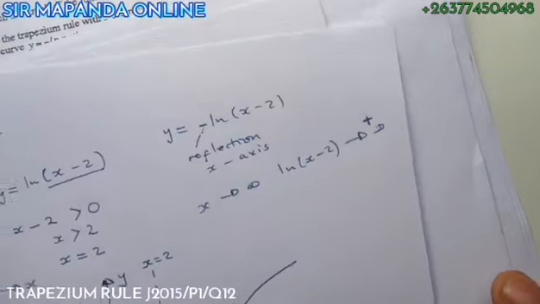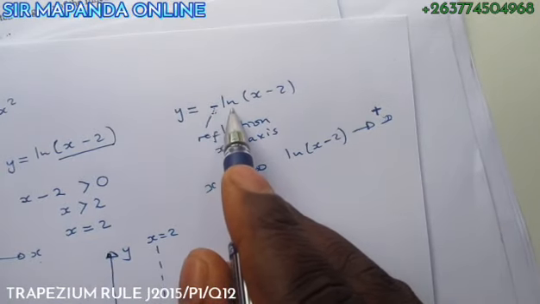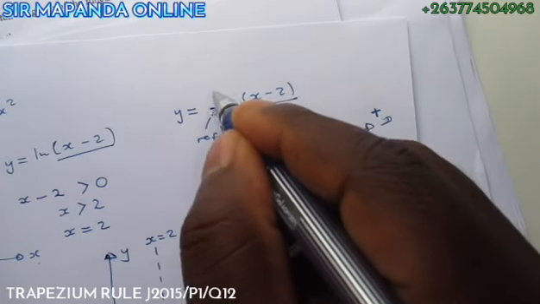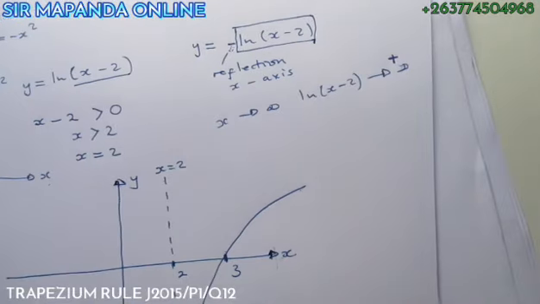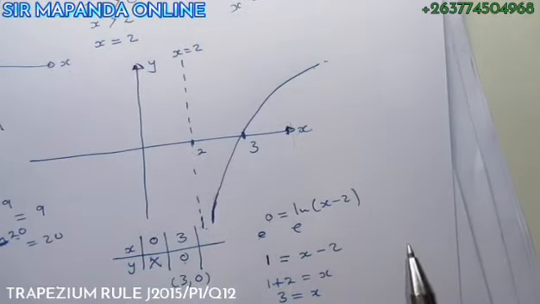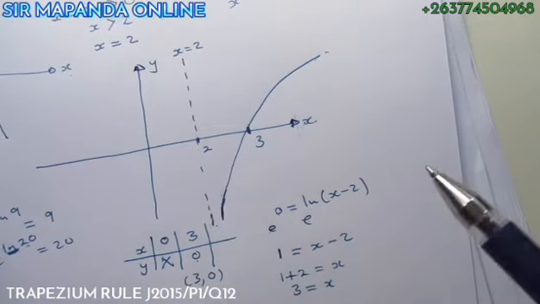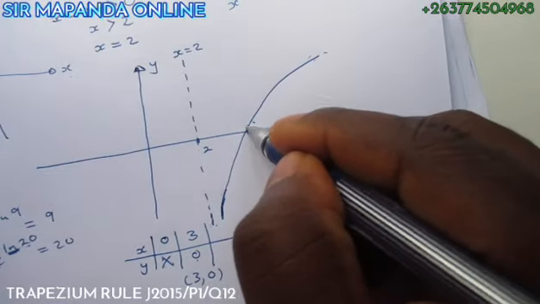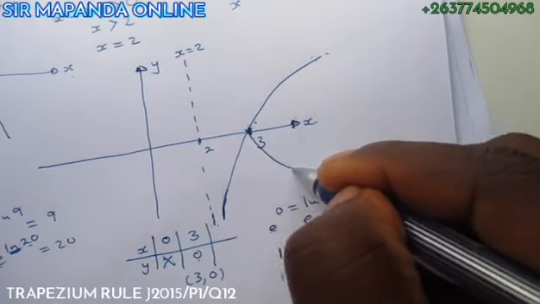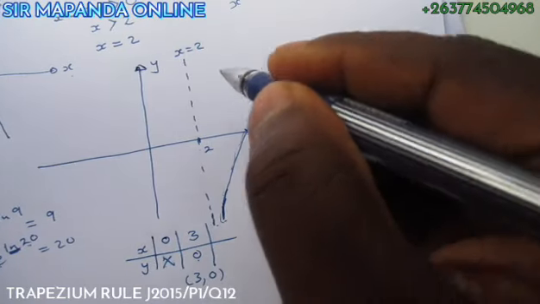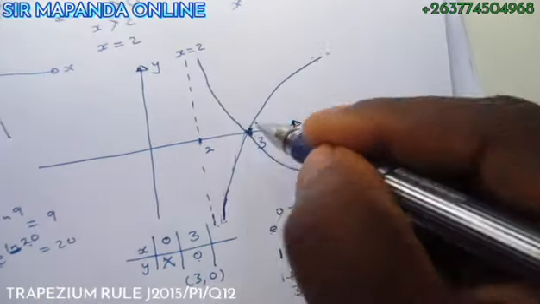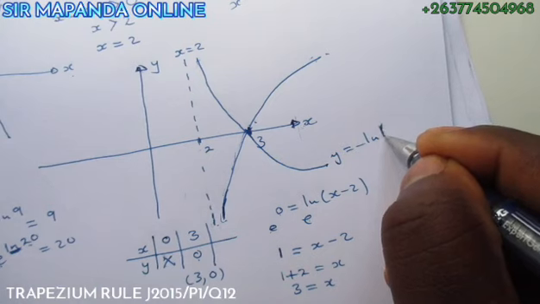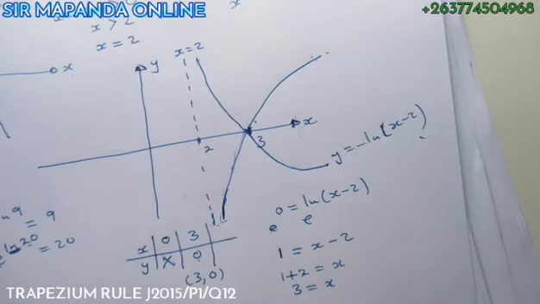If I'm asked to sketch the graph of y equals minus ln(x minus 2), you can start by sketching ln(x minus 2), the positive. It comes out like this. Then after sketching it, you reflect this graph using the x-axis as the mirror line. So this upper part is reflected, it comes out below, and this lower part, if it is reflected, it comes out above. So this graph now represents y equals minus ln(x minus 2). I hope you are following.